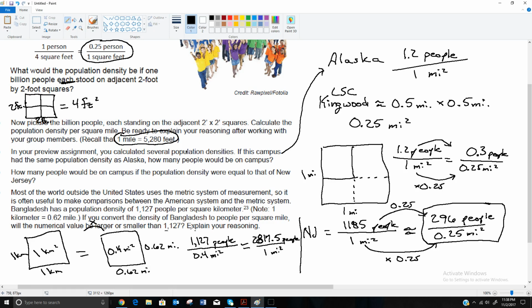So Bangladesh has 2,817.5 people per square mile. Compare that to New Jersey, which is considered one of the more crowded places in the United States. Only has 296 people. Whoops, that's not right. It was 1,185 people per square mile. And Bangladesh has 2,817.5 people per square mile. So it's more than twice as crowded as New Jersey.